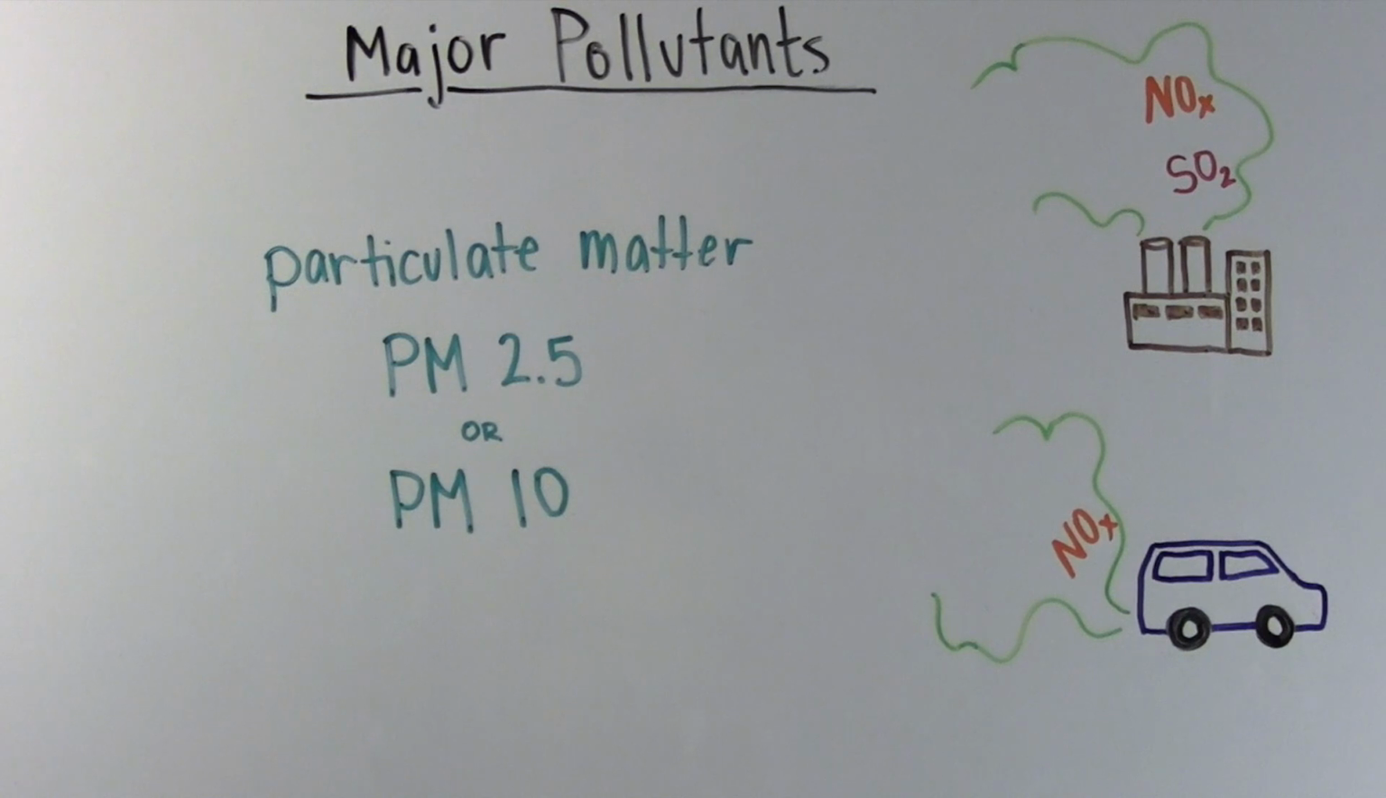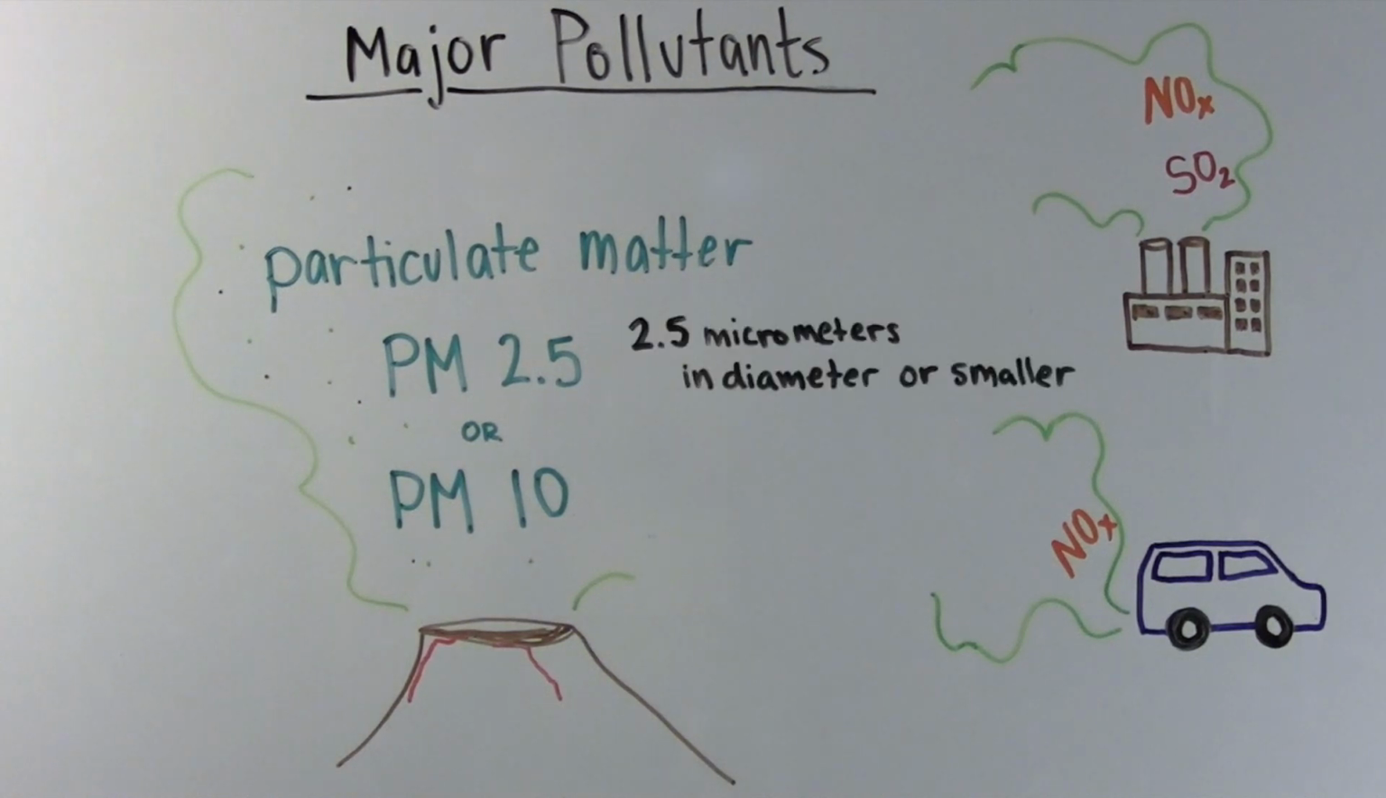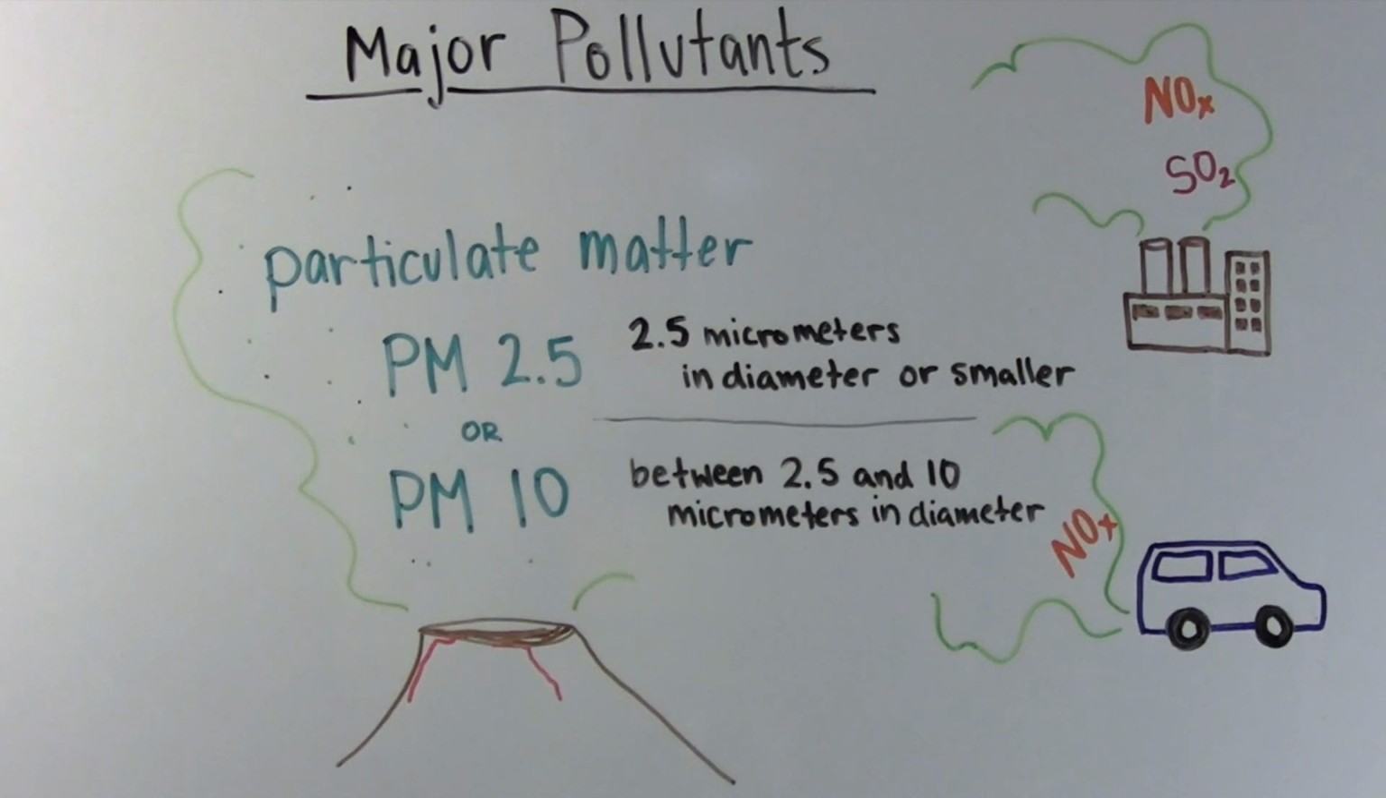Particulate matter refers to small, solid, or liquid particles that are released from many natural sources, such as fires, dust, and volcanic eruptions, but are also emitted by humans during construction and industrial processes. PM 2.5 and PM 10 refer to the size of these particles.